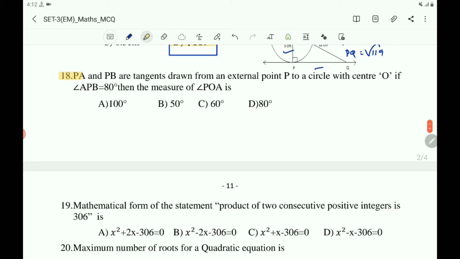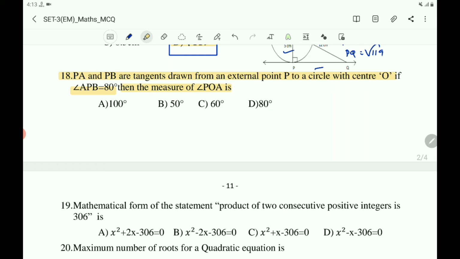PA and PB are tangents drawn from an external point P to a circle with center O. Angle APB equals 80 degree. Then the measurement of the angle POA. So this type of questions are asked again and again. Here you know that 180 minus 80 is 100. 100 by 2 is 50. So what is the answer here? Answer is option B, 50.